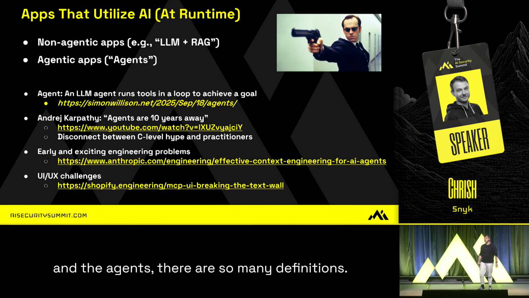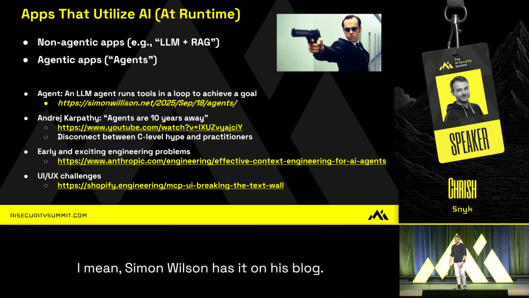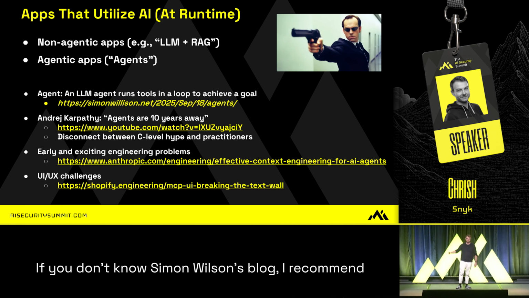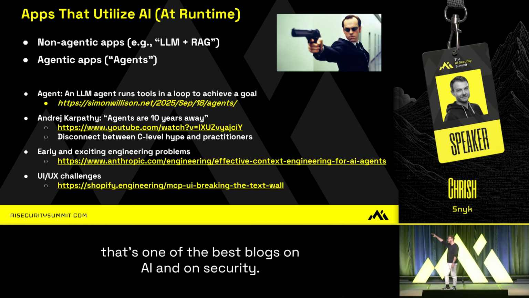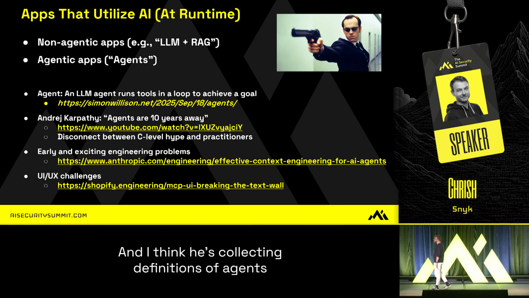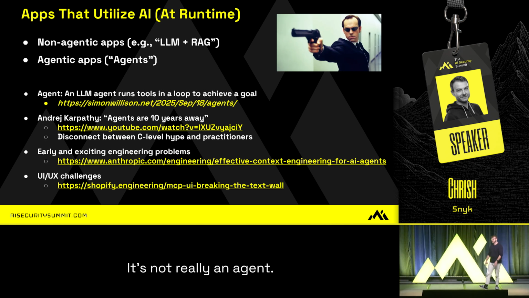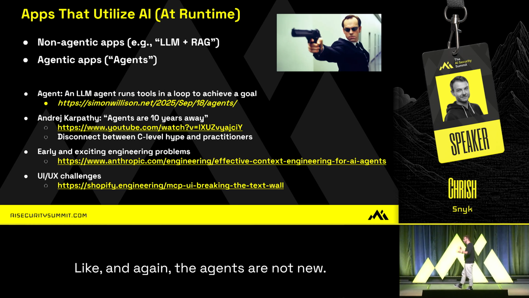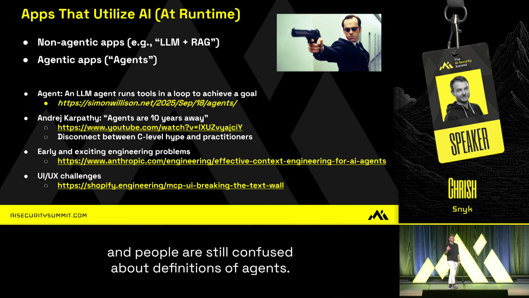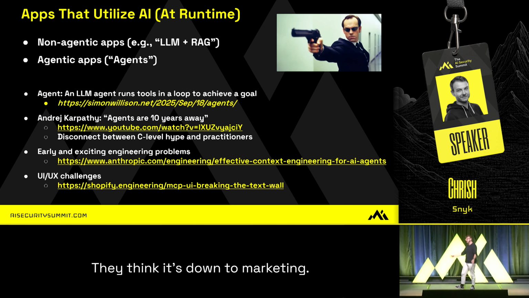And for agents, there are so many definitions. I mean, Simon Willison has it on his blog. If you don't know Simon Willison's blog, I recommend it. That's one of the best blogs on AI and on security. And I think he's collecting definitions of agents, because people see a chatbot and they call it an agent, right? And it's not really an agent. And again, agents are not new. We had agents for years and years, and people are still confused about the definitions of agents. I think marketing hype is partially responsible for that.